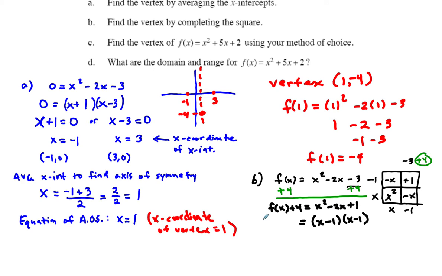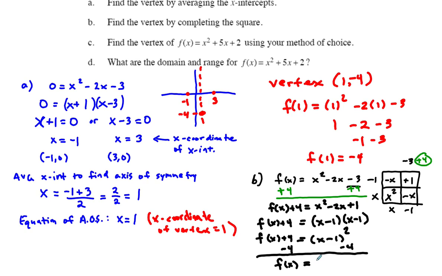Right now we've not changed the left side, so we have f of x plus 4. This can be rewritten as x minus 1 squared, or that whole quantity squared. And now that still is equal to f of x plus 4. And to get it all the way to our vertex form, remember we have to subtract 4 from each side. And we get f of x equals the quantity of x minus 1 squared minus 4.